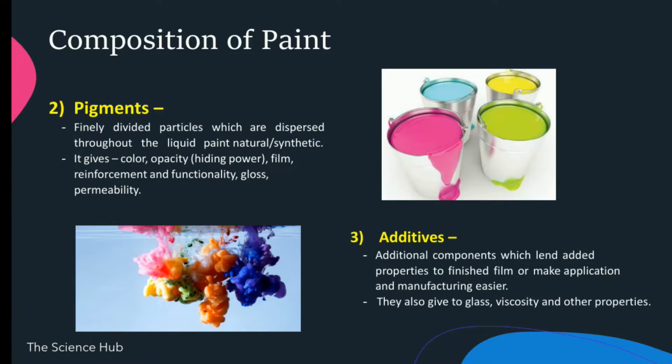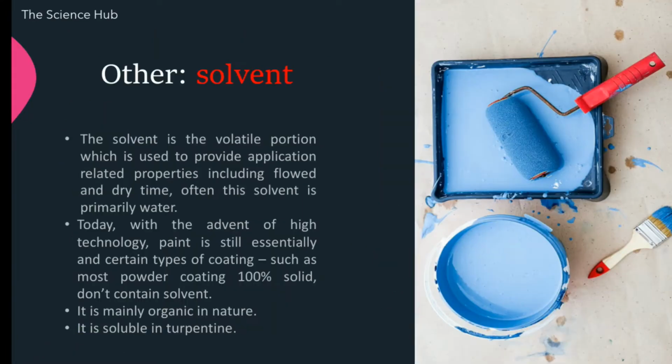Pigments are finely divided particles, natural or synthetic, which are dispersed throughout the liquid paint. They give color, opacity, film reinforcement and functionality, gloss and permeability. The third is the additives. They are the additional components which lend added properties to the finished film or make application and manufacturing easier. They also give gloss, viscosity and other properties.